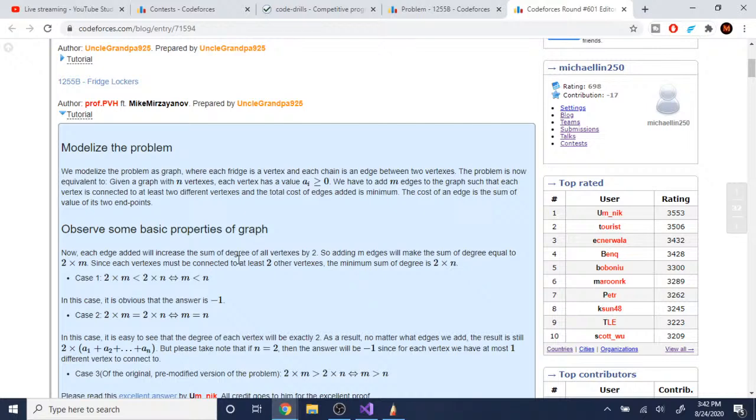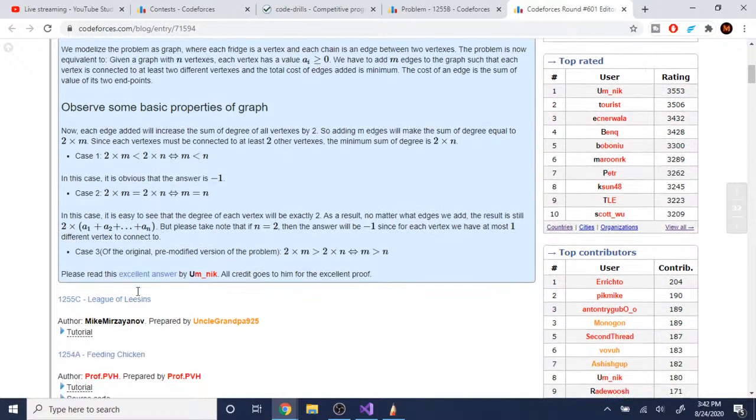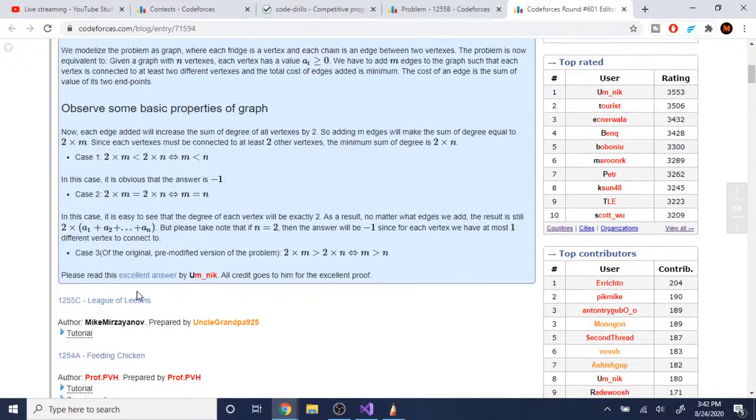Yeah, so that's what I did. This case would work, right? We did -1 if m is less than n. So that was an observation.